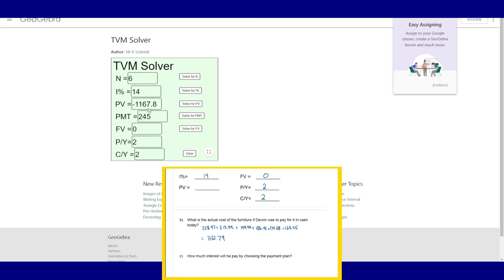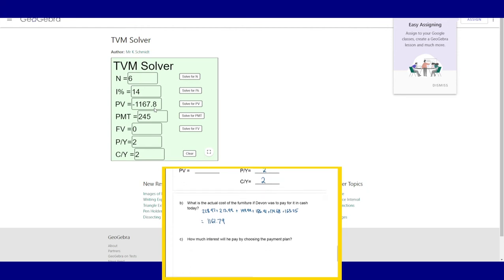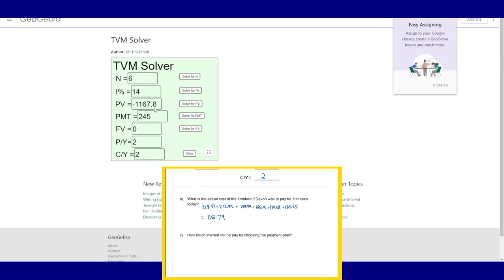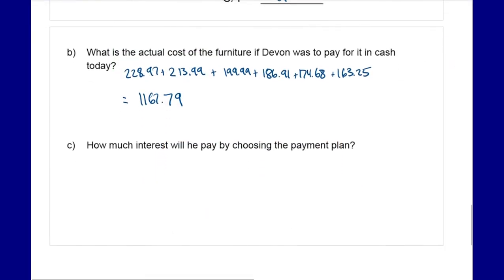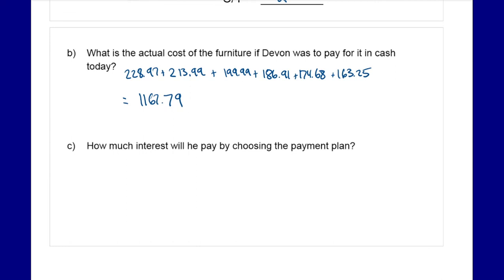So that means that if we weren't going to go on this payment plan, the original cost of the furniture was $1,167.80 or 79 cents, depending on how you're rounding. In any case, Devin decided to go through this payment plan. So he's decided to pay the $245 a month rather than pay for the furniture right off the bat. So how much interest did he actually pay? So how much extra did he pay than he needed to?